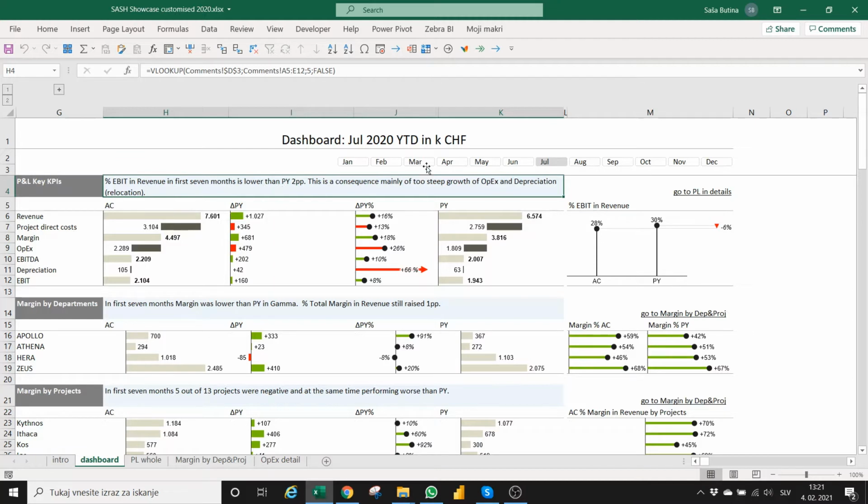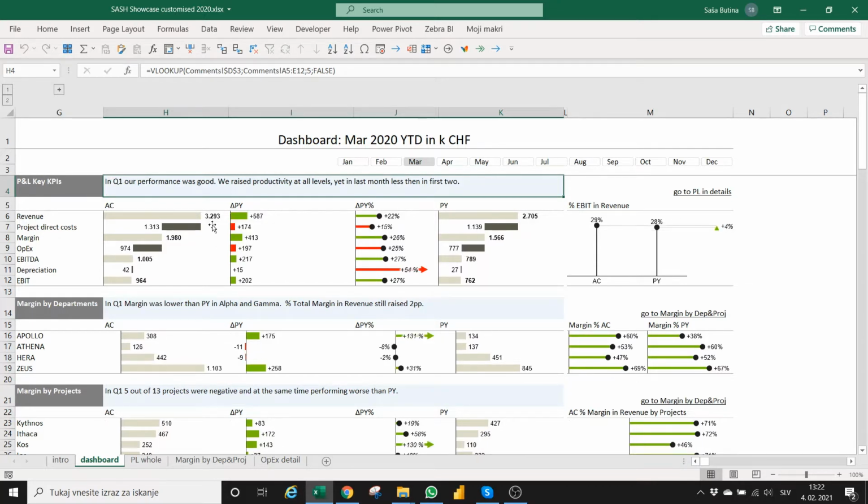So if I switch to March now, what happens is that the title changes. Of course, the chart changes. Now we have only 3.3 million revenues, and the comment changes as well. Here we can see that now it refers to Q1.